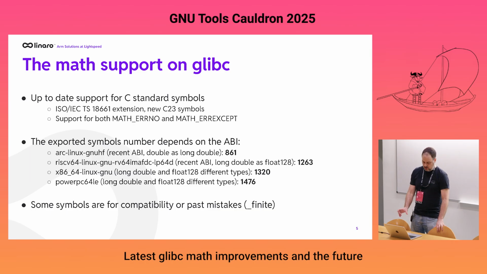PowerPC is kind of an outlier because it supports multiple types, and it did an ABI transition, meaning that we need to support both types for the long double, both float128 and the old IBM long double, and the type we're going to be using depends on how you compile your object.